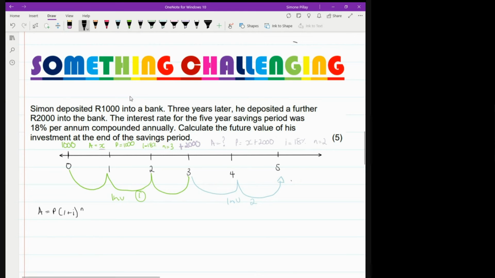So now that I know all of my variables, I'm just going to plug it in, and let's see what I get. This is going to be 1,000 times (1 plus 18%) to the exponent of 3. What are we getting?